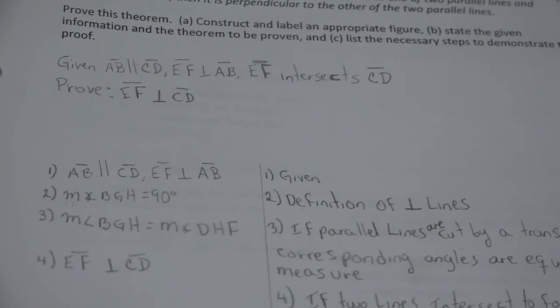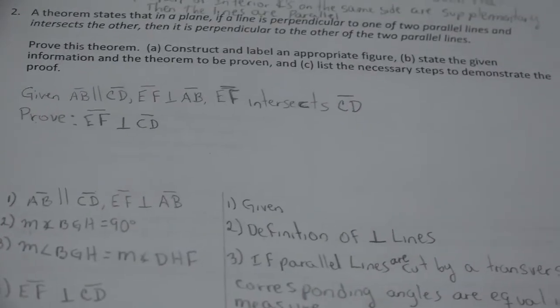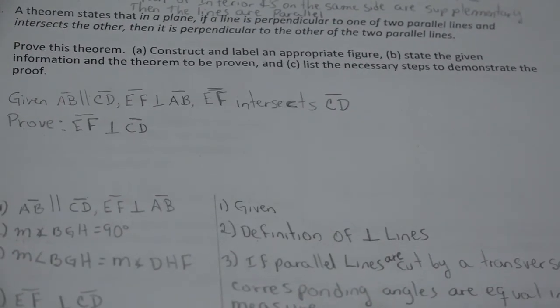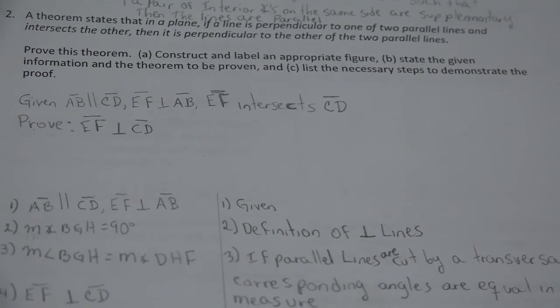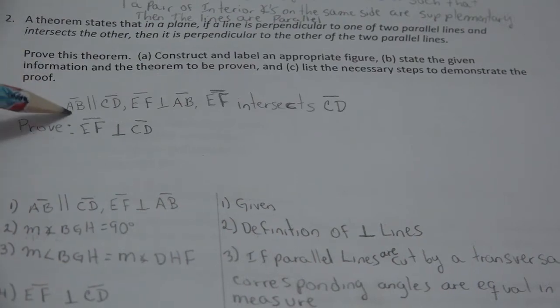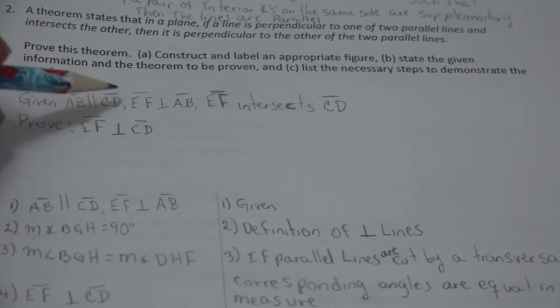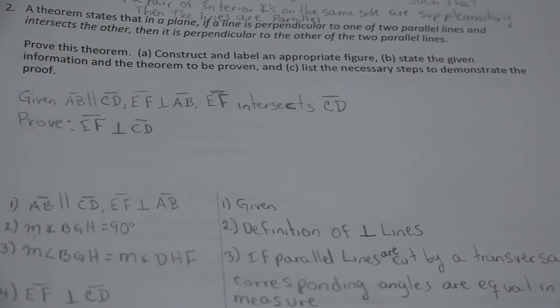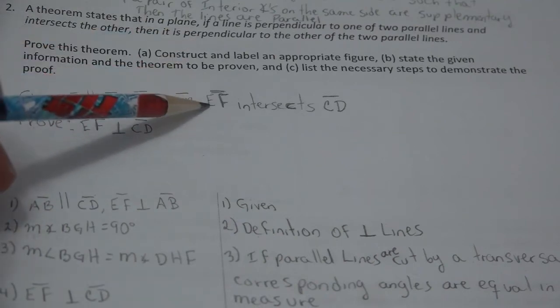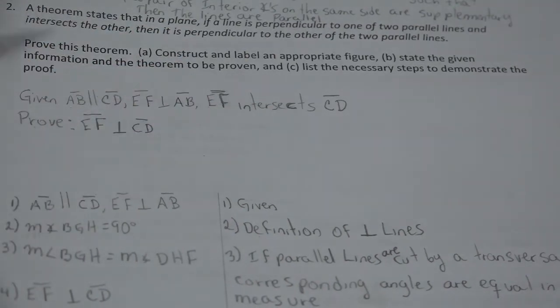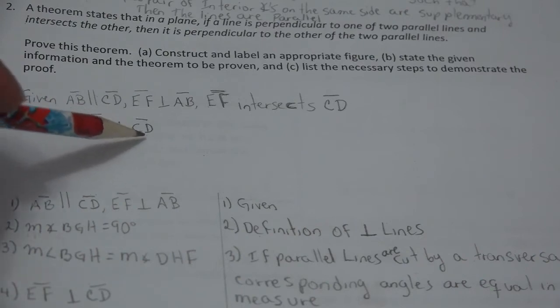So here I have to prove a theorem. It says, prove this theorem. Construct and label an appropriate figure. State the given information and the theorem to be proven. List the necessary steps to demonstrate the proof. So it says, given segment AB parallel to CD, and EF perpendicular to AB, EF intersects CD. Prove that EF is equal to CD.